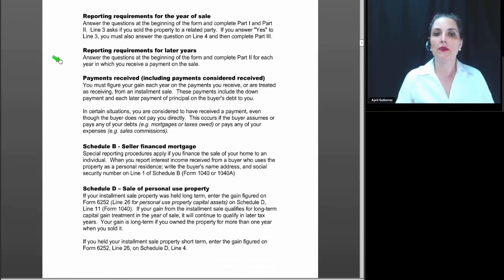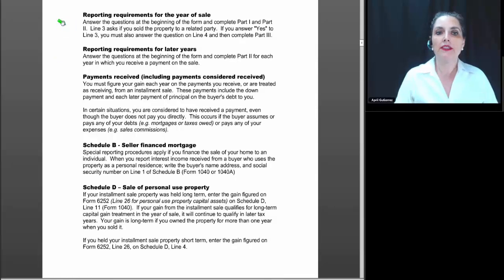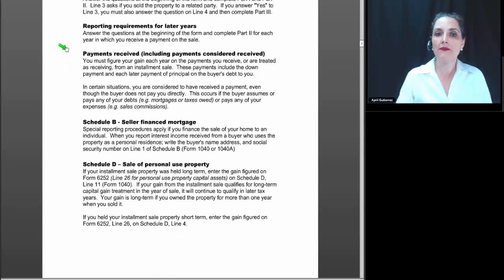Reporting requirements for the year of sale again. You would answer the questions at the beginning of the form and then complete Part 1 and Part 2. Line 3 of the form asks if you sold the property to a related party, and if you answer yes to the question on line 3, then you must also answer question number 4 and then complete Part 3. For years after the year of sale, you would answer the questions at the beginning of the form and then complete Part 2 for each year in which you receive a payment on the sale.